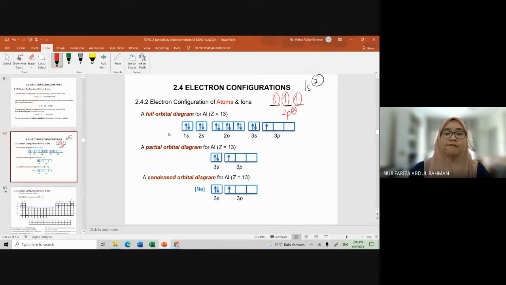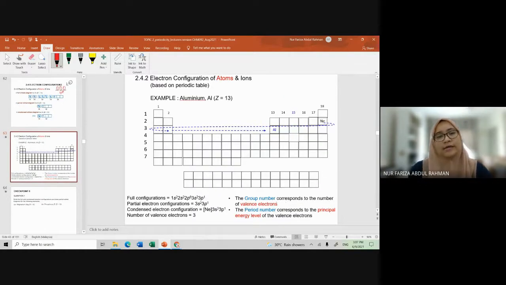We also have orbital diagrams. There are a few ways to describe using orbital diagrams. We have full orbital diagram, partial orbital diagram, and condensed orbital diagram. So it depends on the question whether it specifies the electron configuration or orbital diagram to be in condensed orbital diagram, for example, or partial electron configuration and so on. So that was covered in our previous lecture.